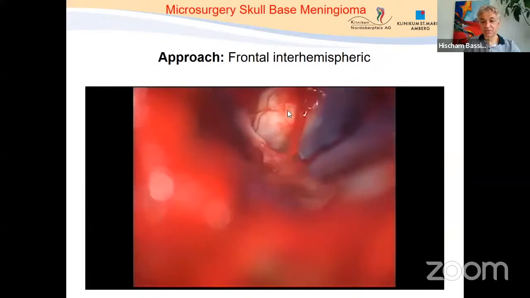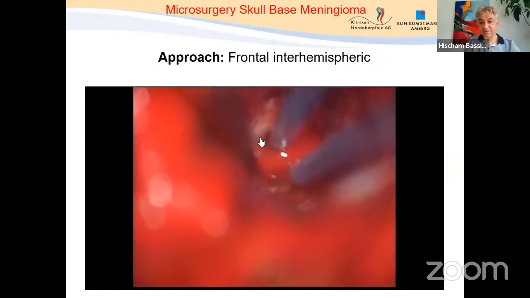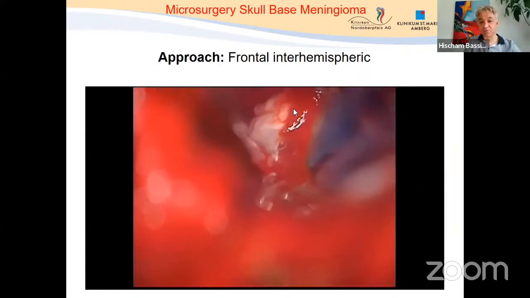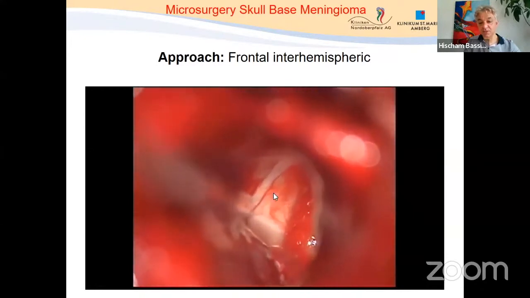Partly suctionable. This is the olfactory nerve on the left side. It was merely compressed by the tumor, and could be dissected from it. So here it is.